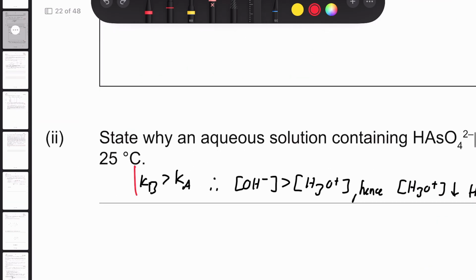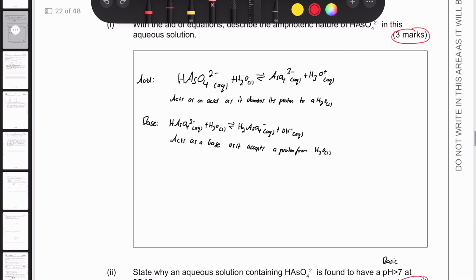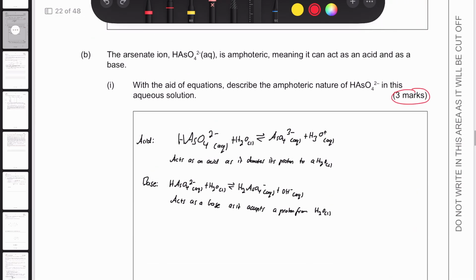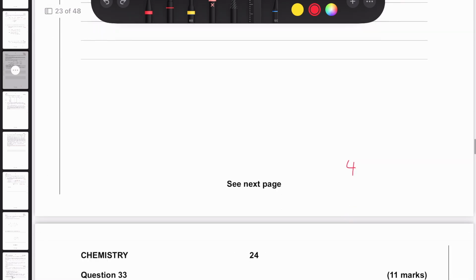Here, all I really needed to say was this, where the basic equation goes to further extent than the acidic one. Just make sure that's what it was. Reaction 1. Yeah, KB over KA. Full marks.